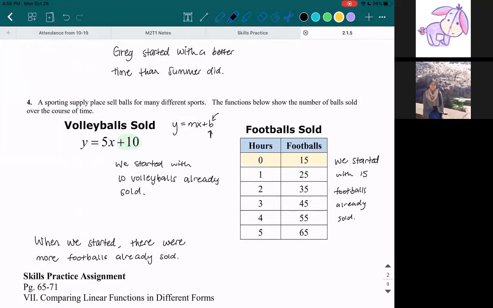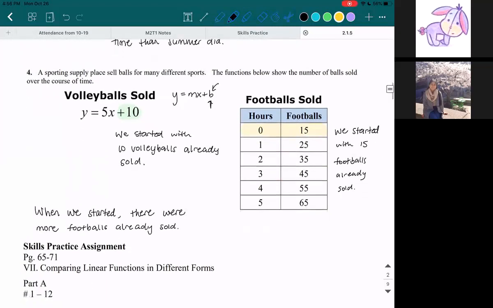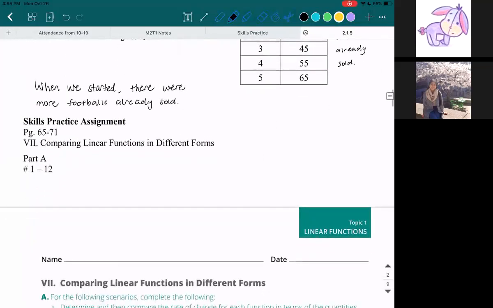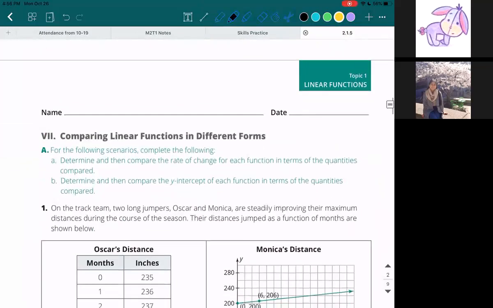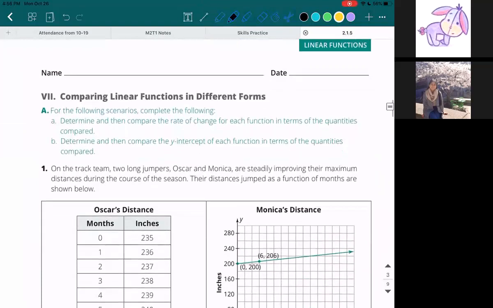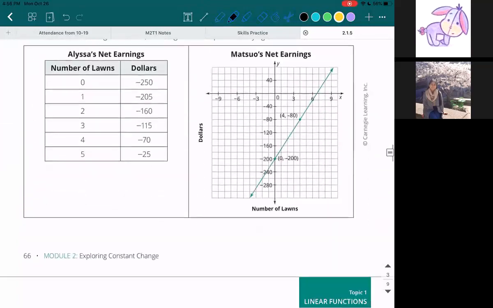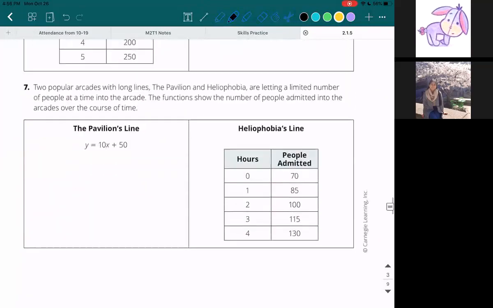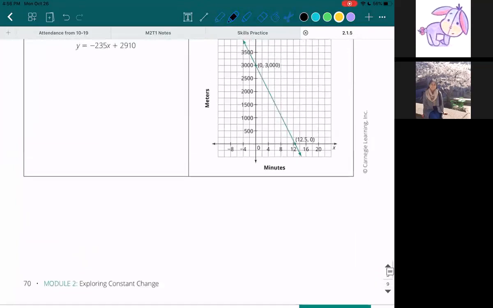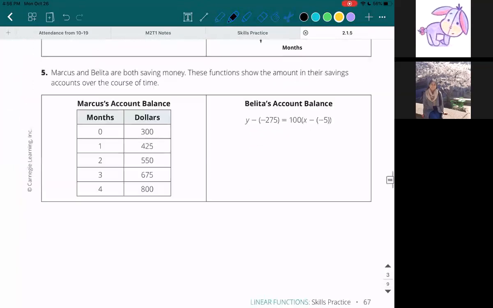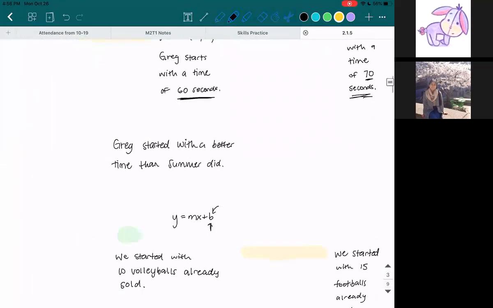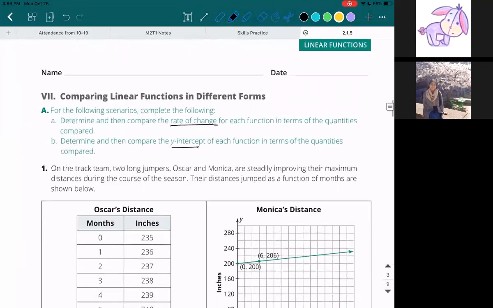For our skills practice assignment, we are working on pages 65 through 71 and just part A, all 12 of them. So for all 12 of these, you're going to determine and compare the rate of change and the y-intercept for each of these situations. So all the problems, you just have to determine the y-intercept and the rate of change. So call me over if you have any questions, but if you don't, you just need to finish this and turn it into the Google Classroom. But remember, if you have a question, you should ask me for help. Otherwise, I'll never know, and I won't be able to help you.